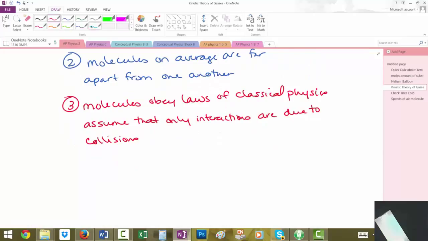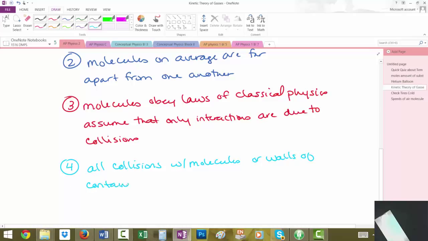And the last thing that we're going to postulate, I suppose, is that all of the collisions with molecules or the walls of the container are perfectly elastic. What's that mean? They bounce off each other and they don't lose any. Momentum is conserved, and what else is conserved? Energy. What kind of energy? Kinetic. Kinetic energy, yep. So not only is momentum conserved, because momentum is always conserved, but kinetic energy is also conserved. Postulates, okay?